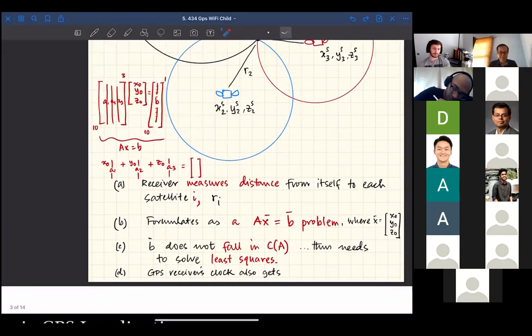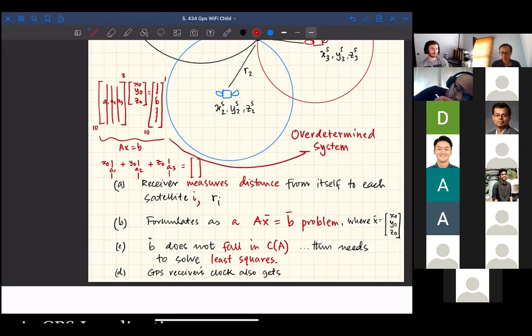So oftentimes, remember, this is a case where there are many more equations than the number of unknowns. This is often called an overdetermined system. But even if you have more equations than the number of unknowns, if the measurements don't satisfy, you may not be able to immediately solve it. You have to do least squares.